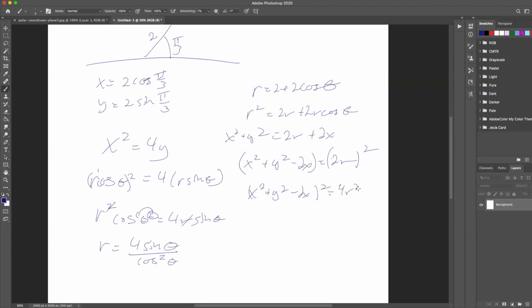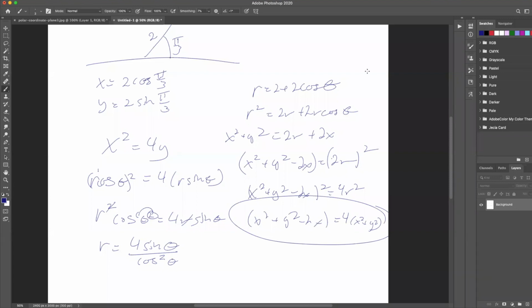And this will be 4r squared. And then the last thing we can do is x squared plus y squared minus 2x equals 4 times x squared plus y squared. Okay. And so this one's a little bit more complicated. We'll do some of your homework problems of this, and we'll work through how to get to that. Okay. So that's 8.1 in a nutshell.